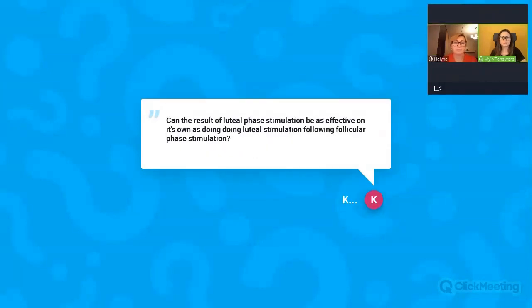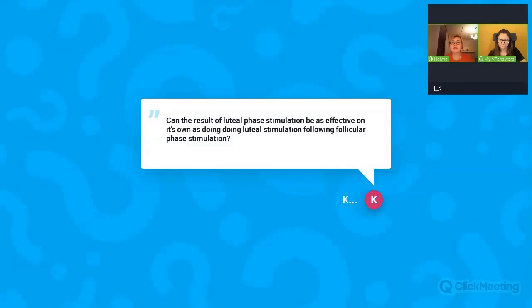Can the result of luteal phase stimulation be as effective on its own as doing luteal stimulation following follicular phase stimulation? I don't understand well. So the question is if luteal phase stimulation is as effective as follicular phase, yeah? I believe so. Karen, if you can clarify if that's correct. Yeah, probably, yeah.